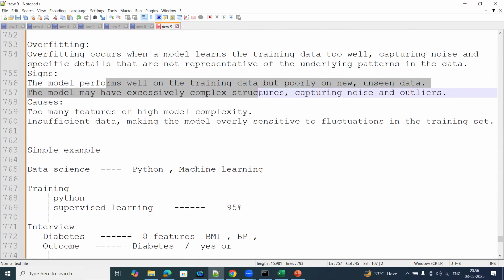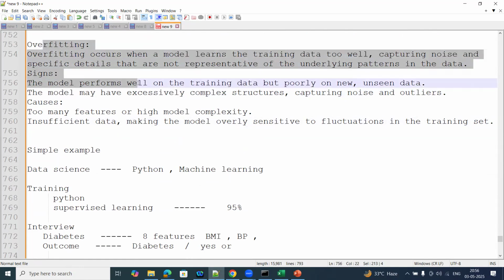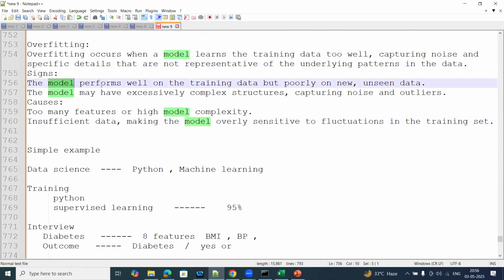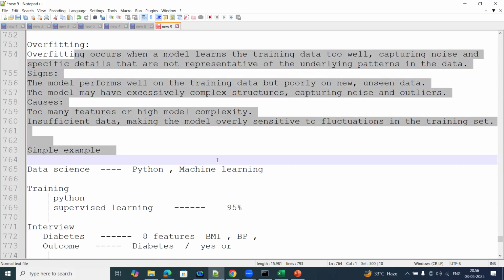So for example, in training it is performing at 90%, in testing it may give some 60% or 40%. That is called overfitting. So overfitting means the model performs well during training, but poorly on new unseen data. Due to some noise or outliers, it may happen. So how do we handle this overfitting? We'll take a separate session. We'll discuss how to handle overfitting within the given data set.